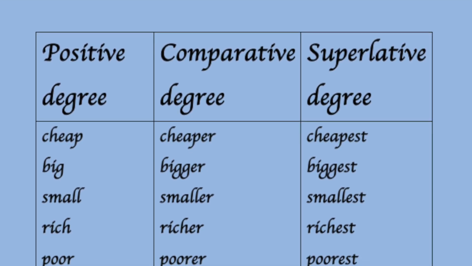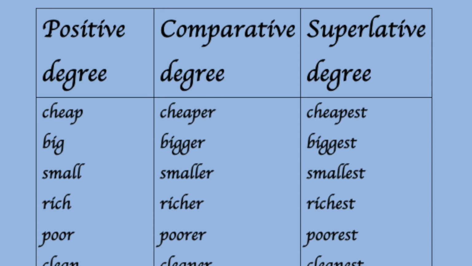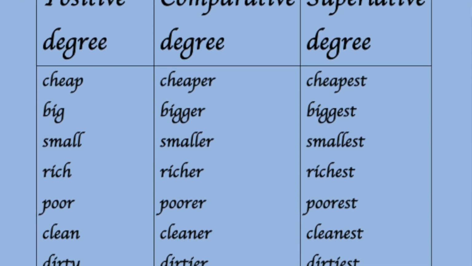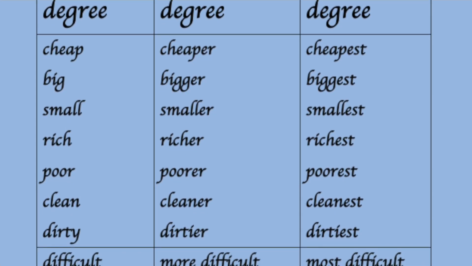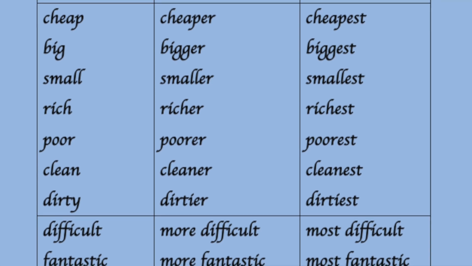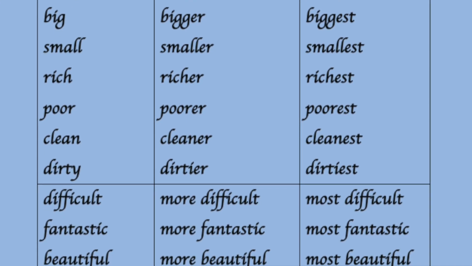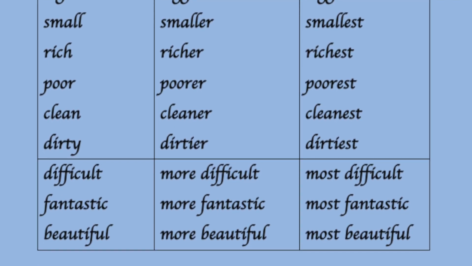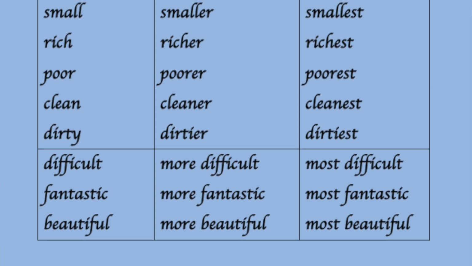The mistakes occur when we use er, est or irregular forms of adjectives. With some adjectives, instead of saying more or most, we add the endings er or est. For example, we don't say cheap, more cheap or most cheap. We say cheap, cheaper, cheapest; big, bigger, biggest; small, smaller, smallest; rich, richer, richest; poor, poorer, poorest, and so on. Some adjectives take the er, est forms, like big, bigger, biggest, or clean, cleaner, cleanest. But some adjectives take the more or most forms, like difficult, more difficult, most difficult; beautiful, more beautiful, most beautiful; fantastic, more fantastic, most fantastic.